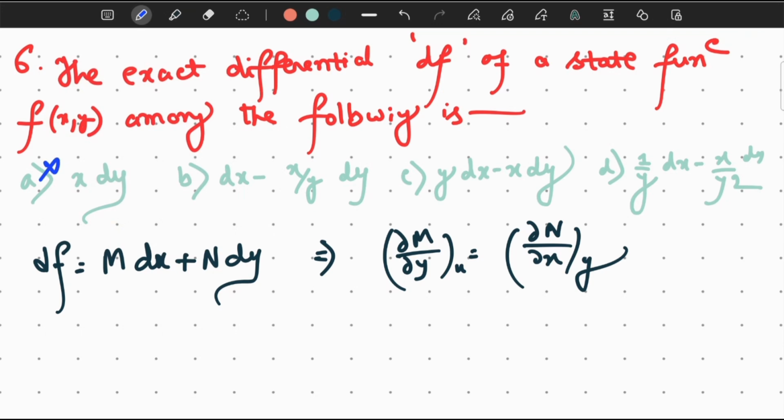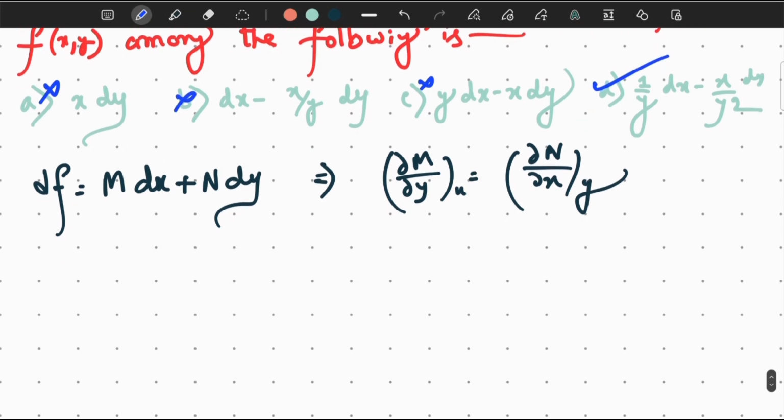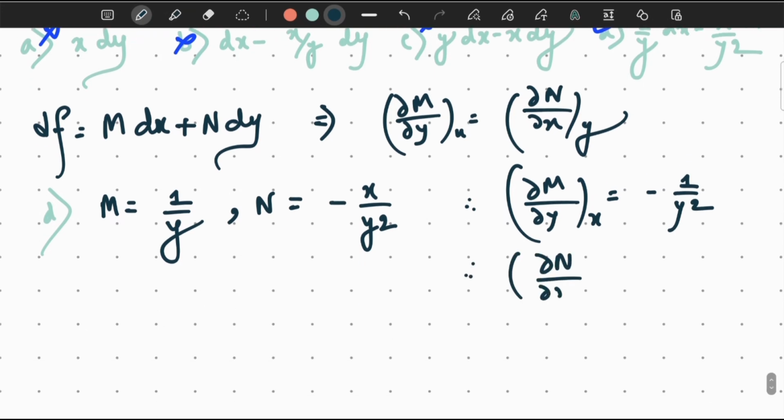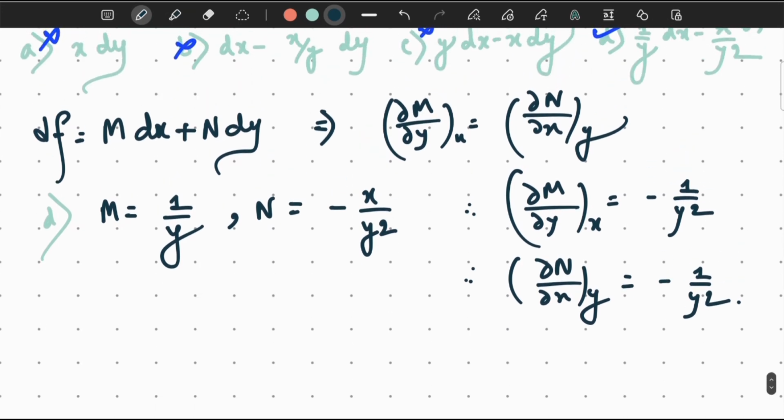Okay, this is also not an exact differential. Here both terms are there, but there is a negative sign, so it is not exact. Here M is 1, so the derivative will be 0. So again it is not. Then this one will be an exact differential. You can check what the M is here. For option D, M is 1 by y and N is minus x by y square. So del M del y at constant x is minus 1 by y square, and del N del x at constant y is also minus 1 by y square. So it's matching.